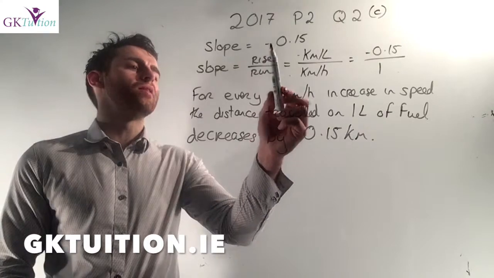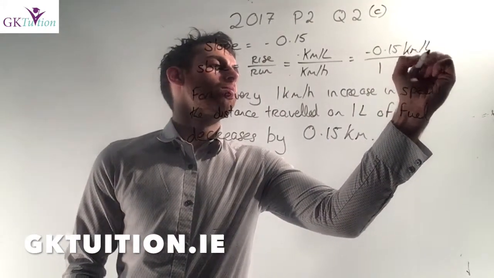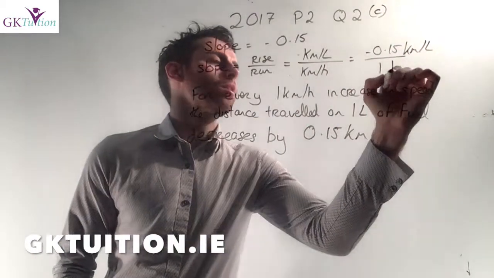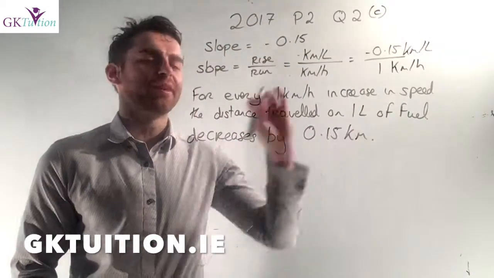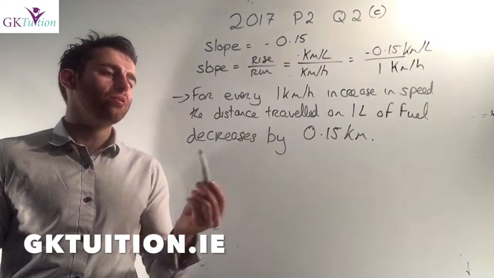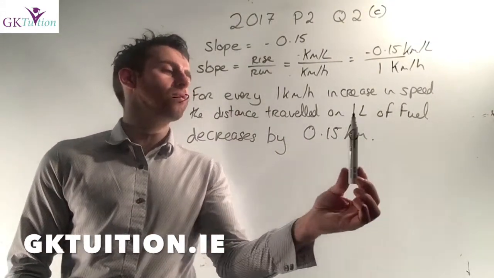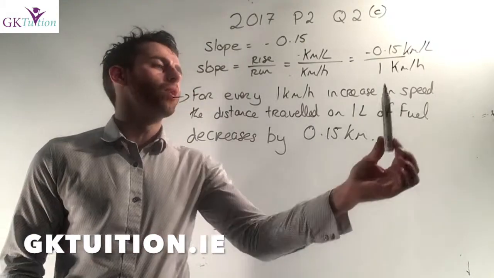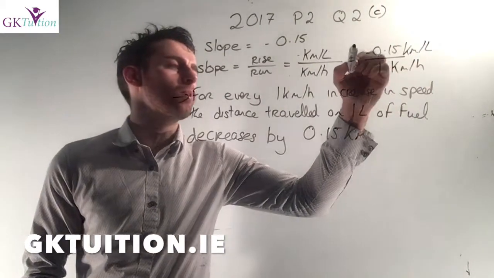So if they tell you that the slope is minus 0.15, you should actually view it as, right, well, my fuel consumption is decreasing by 0.15 kilometers per litre, while my speed is increasing by 1 kilometre per hour. Mathematically, that line explains it. However, this is what the marks are going for. To explain it in English, you need to say that for every 1 kilometre per hour increase in speed, the distance travelled on 1 litre of fuel decreases by 0.15 kilometers. In other words, if the x values change by 1, the y values decrease by 0.15.